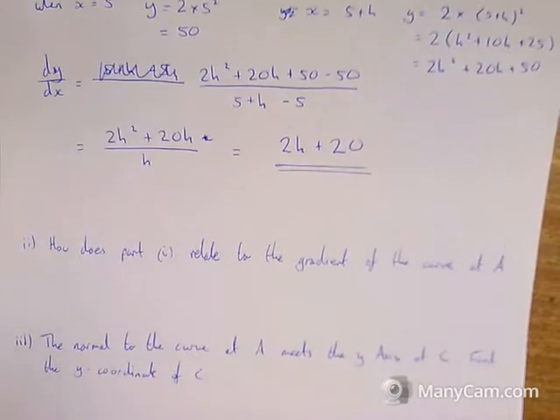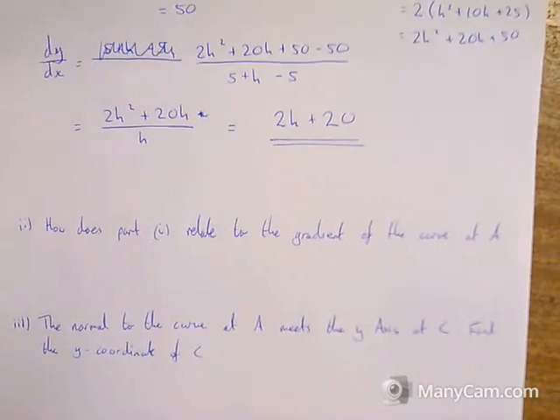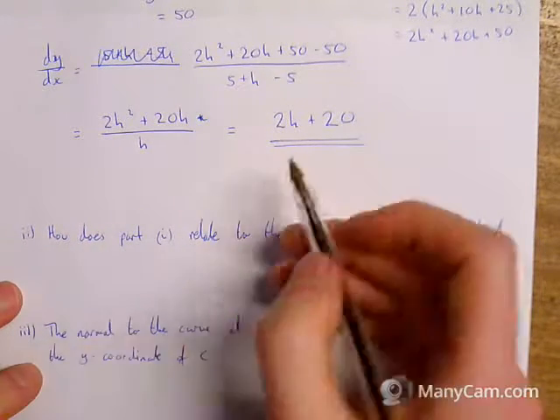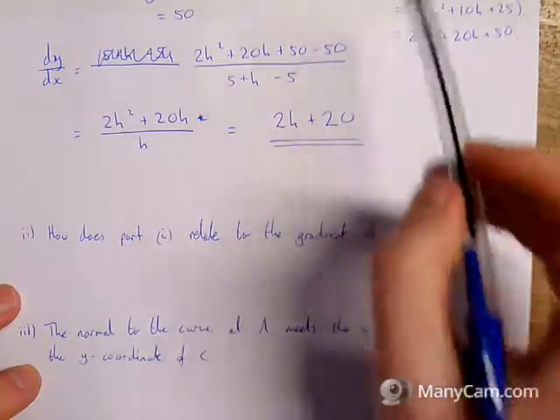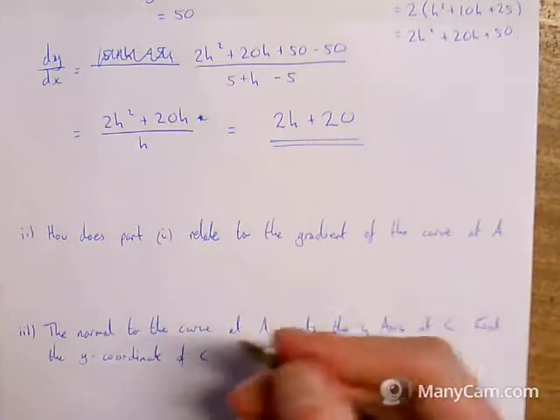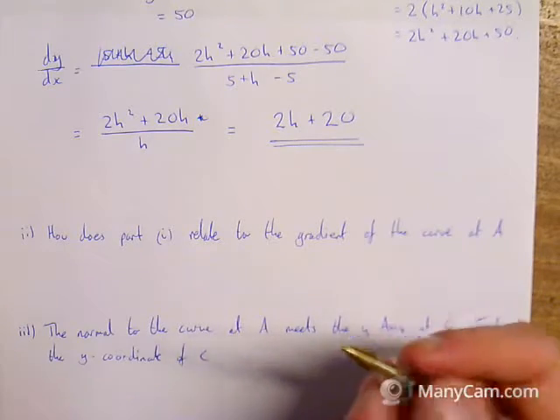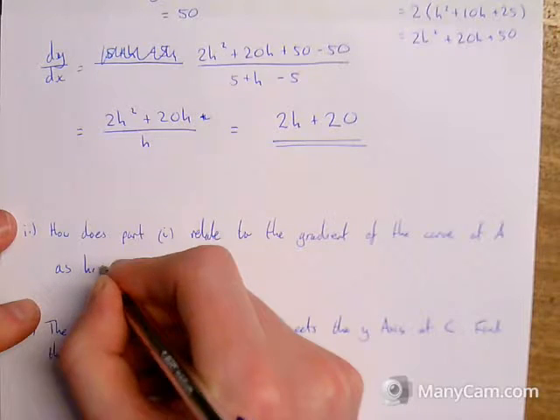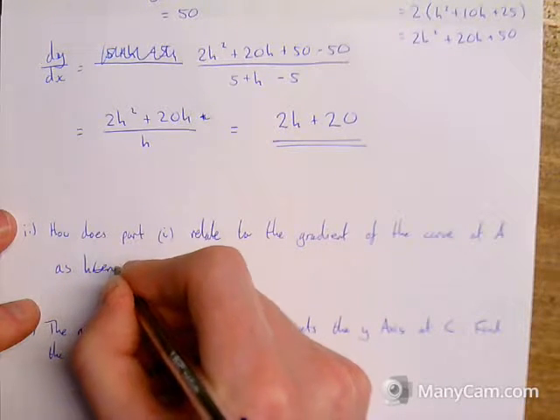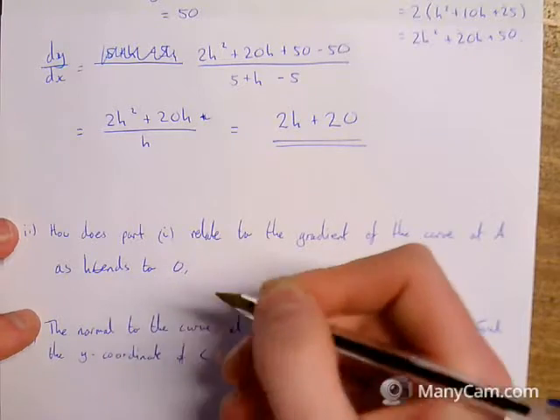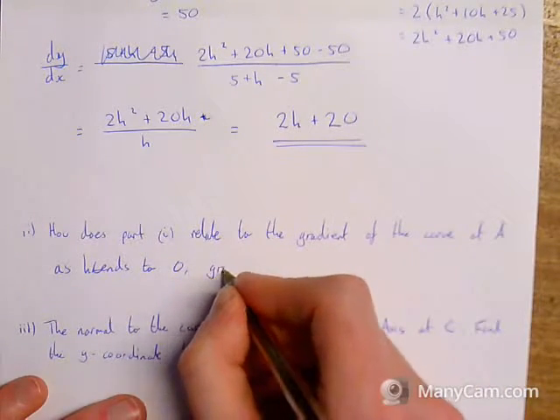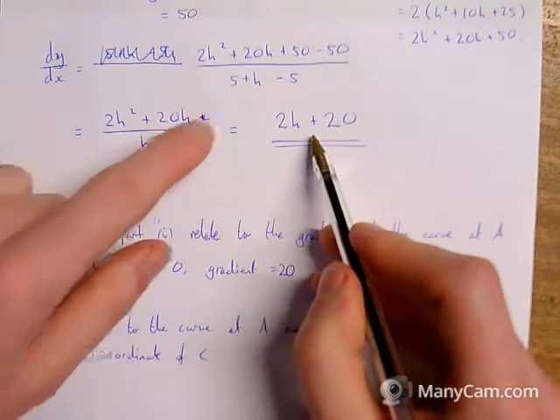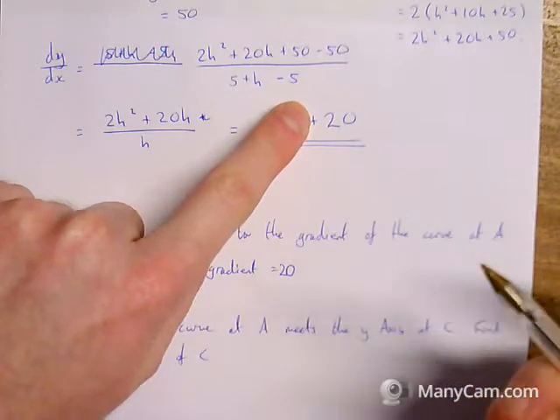Part 2 goes on to ask, how does your answer to part 1 relate to the gradient of the curve at A? We need to look at what would happen to the value of h if we put A and B closer and closer together. If we put A and B closer and closer together, h is going to tend to 0. So as h tends to 0, then the gradient is going to equal 20, because if I made h 0, we're just going to end up with 20.